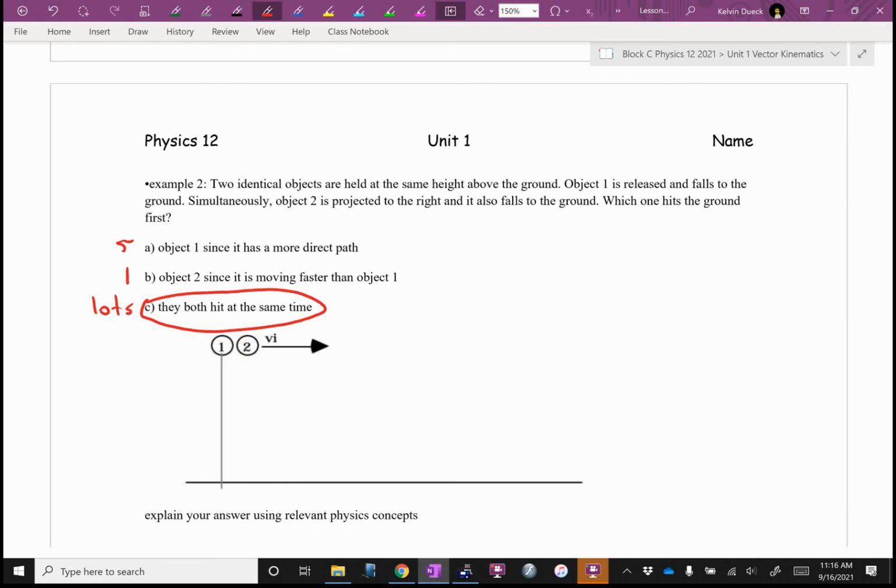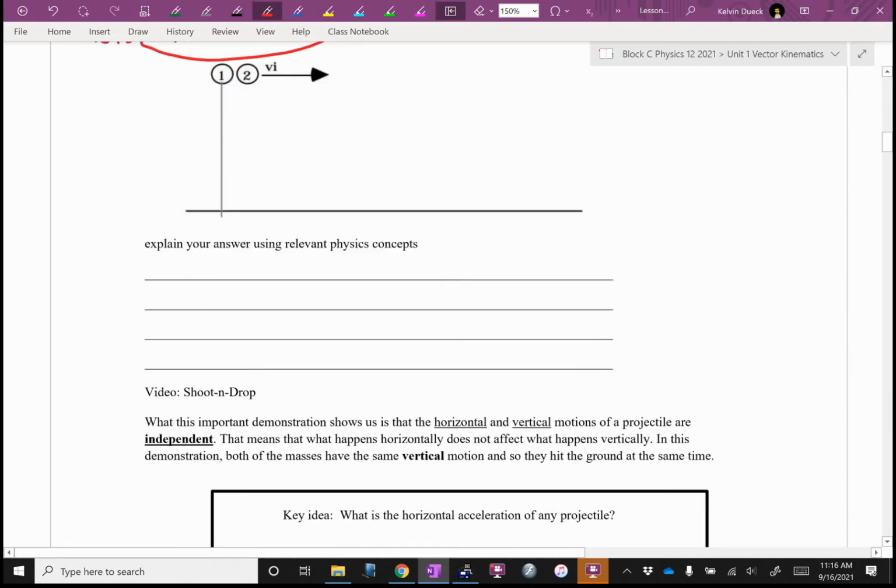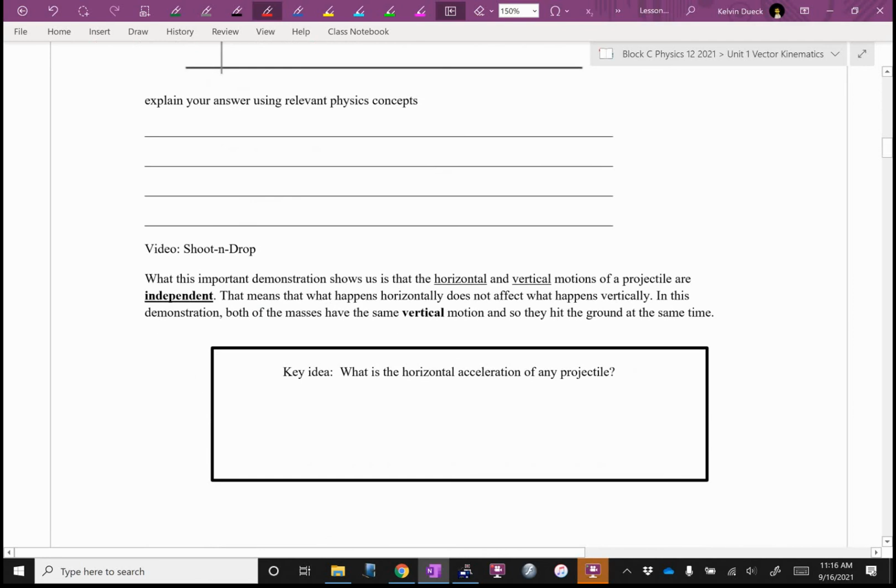Both of these are following the exact same vertical path with the same vertical velocity at the beginning, 0, and the same vertical acceleration, negative 9.8. Well, then, of course, t has to be the same. So, what this shows is that the horizontal and vertical motions of a projectile are independent. They don't even affect each other. What happens horizontally does not affect what happens vertically, and this is really the key idea.